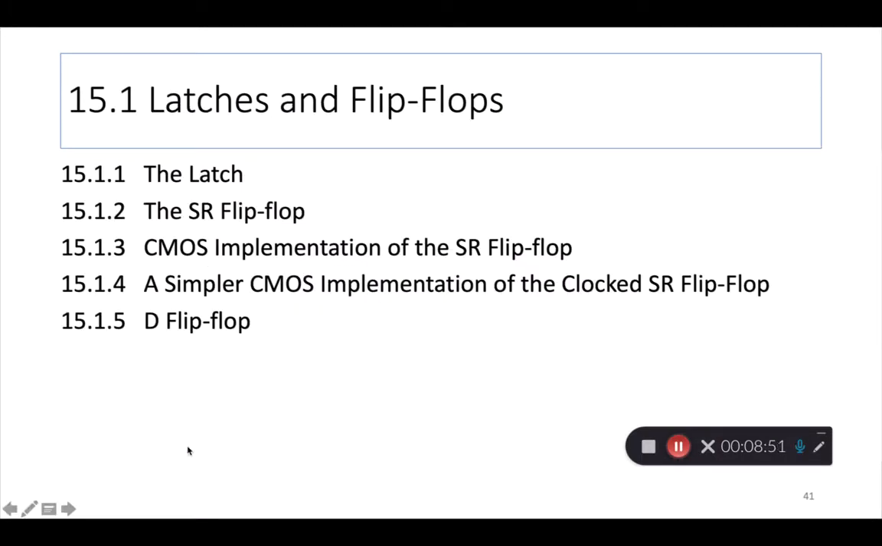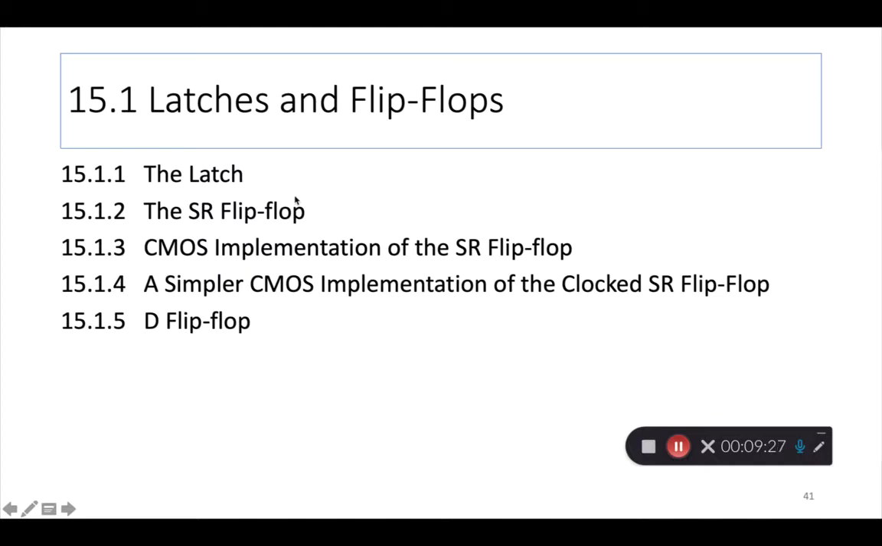All right, so with that very basic introduction to memory, let's move on to the one topic that we want to study here in this recording in some detail, and that is section 15.1 in our textbook. So 15.1 has 5 topics again under it. 15.1.1 is the latch. From the latch, we go to the SR flip-flop, set reset flip-flop. Then we see how the set reset flip-flop is implemented using CMOS.